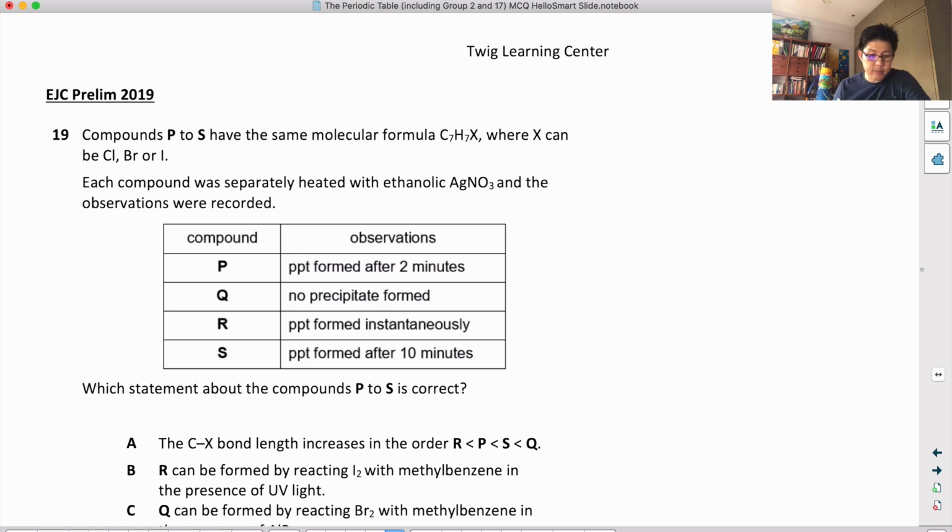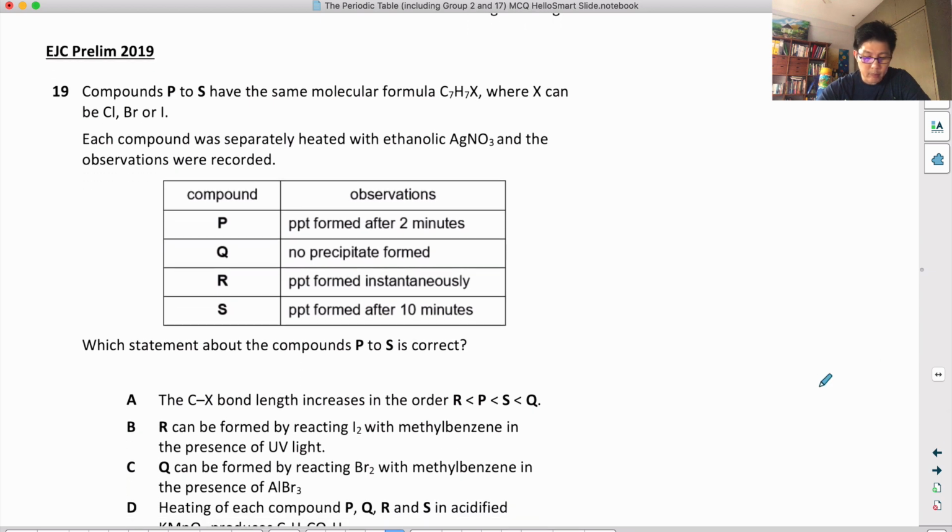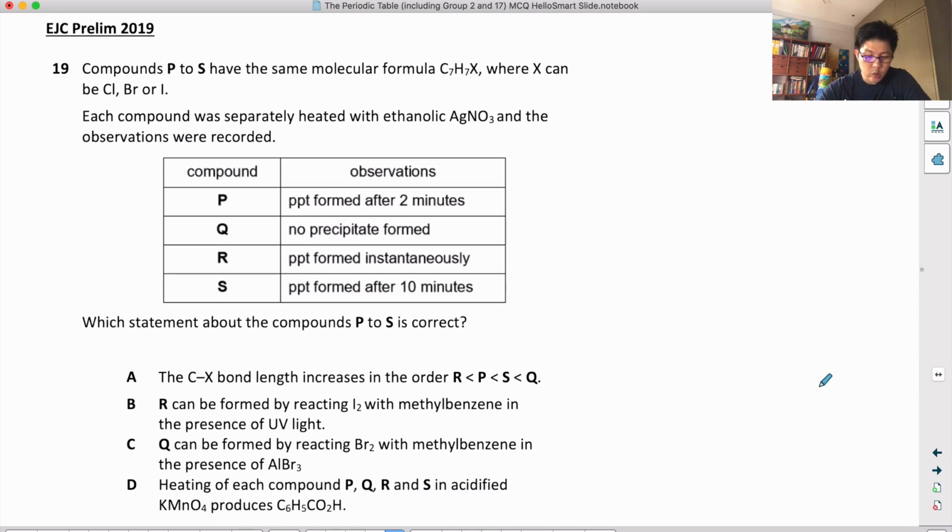Okay, for question 19, compounds P and S, phosphorus and sulfur, have the same molecular formula. Each compound was separately treated with ethanolic silver nitrate, and the observations were recorded. So this question is all about the C-X bond.